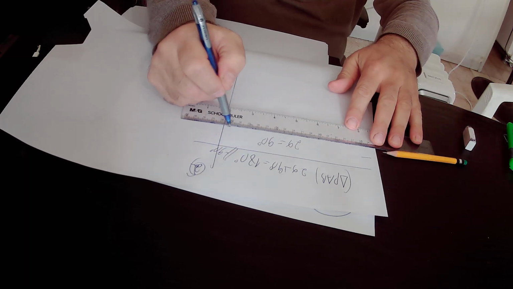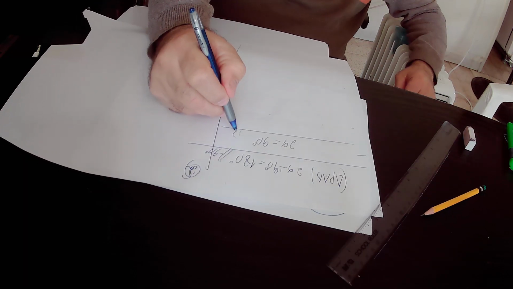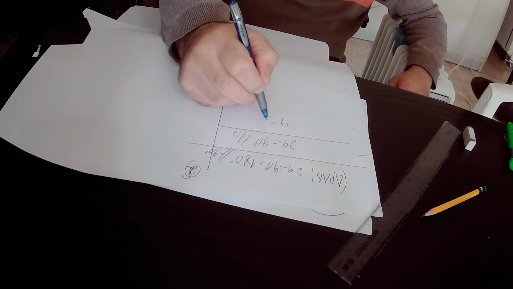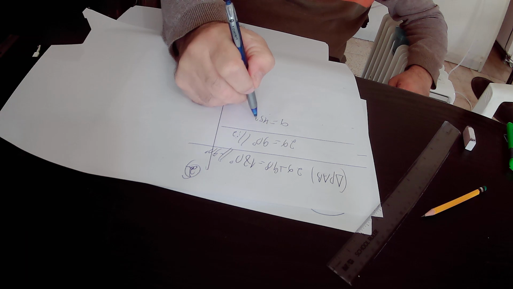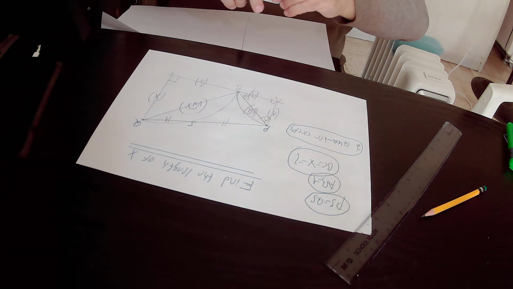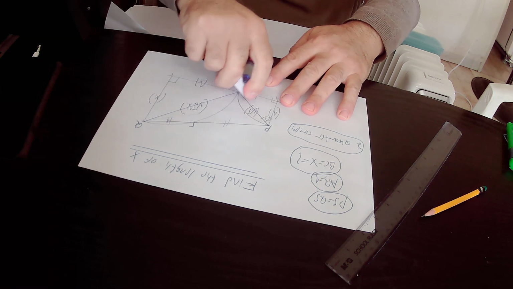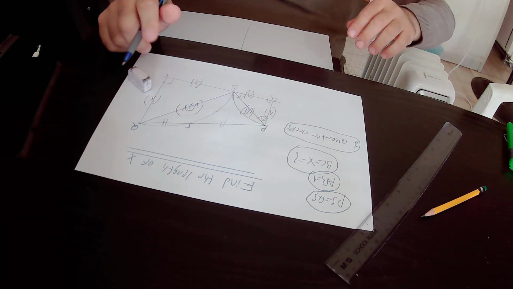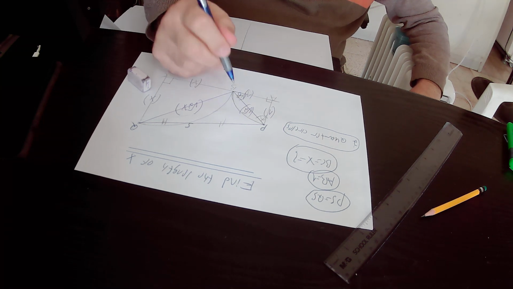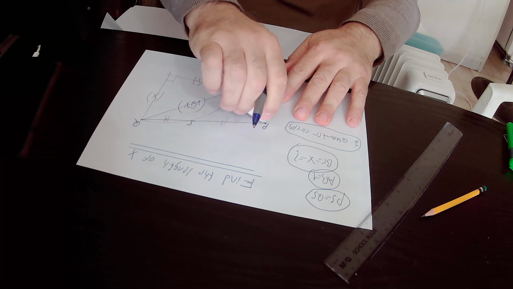We divide this equation by 2 and finally we get that alpha equals 90 degrees over 2, which is 45 degrees. So this angle alpha is equal to 45 degrees in its size. And this is also angle alpha, which is equal to 45 degrees.